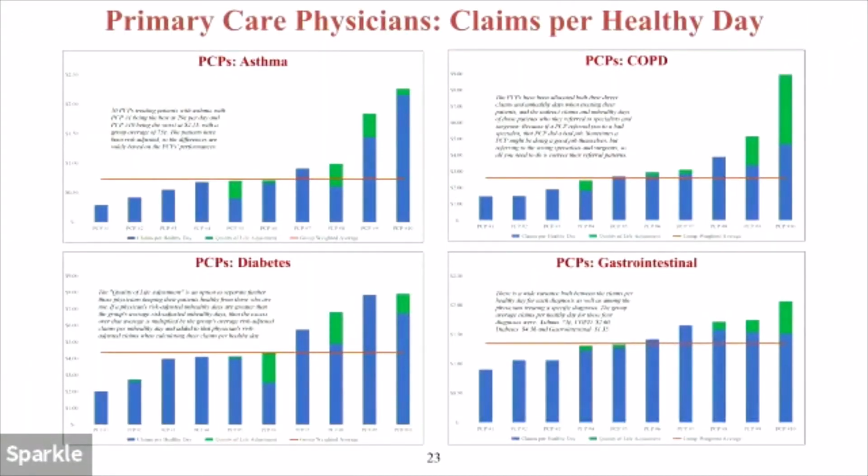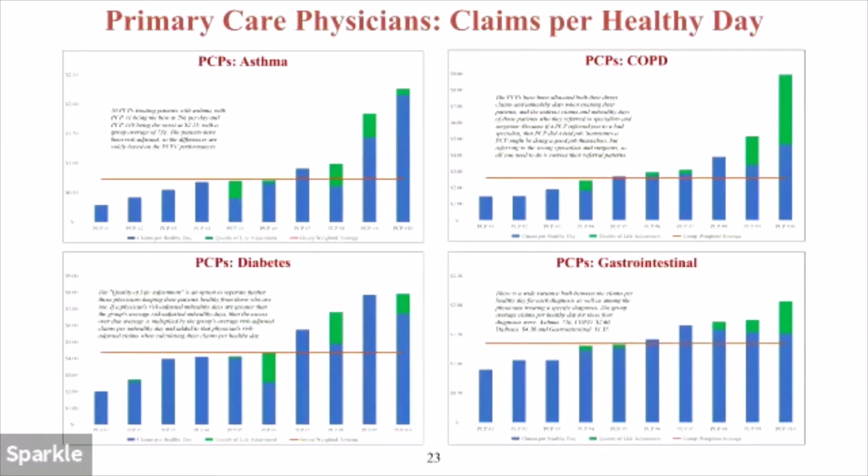Now let's switch gears a little bit. We've been talking about the claims plus absence cost solution, the cost to get and keep an employee at work. Now let's flip the question around and say, how much does it cost in claims to keep someone healthy, to keep them well? Here are 4 graphs. This is real data, looking at primary care doctors taking care of 4 chronic conditions. The upper left, asthma. To the right is COPD. Bottom left is diabetes, and then gastrointestinal problems.